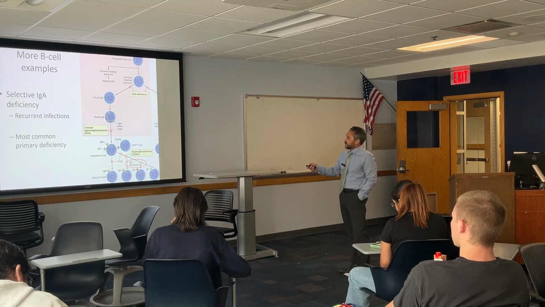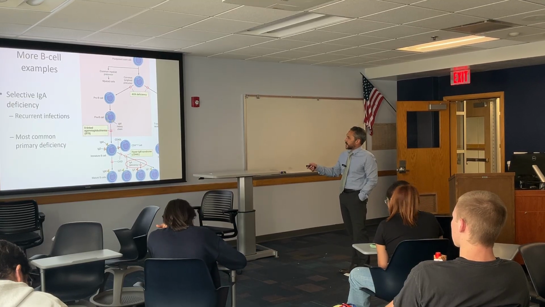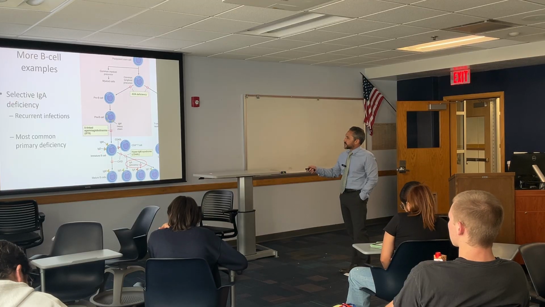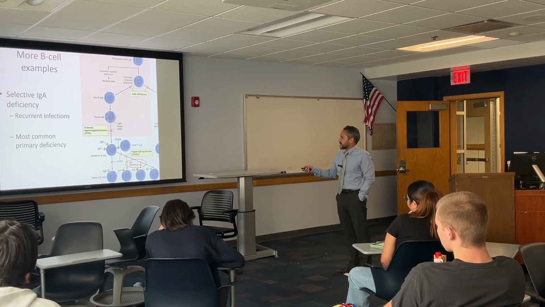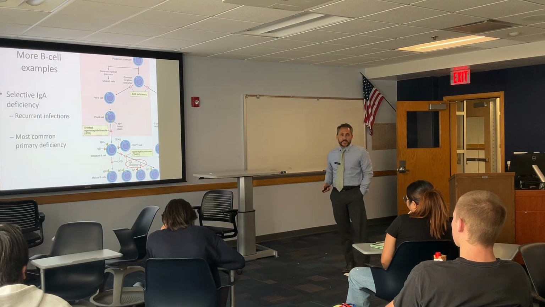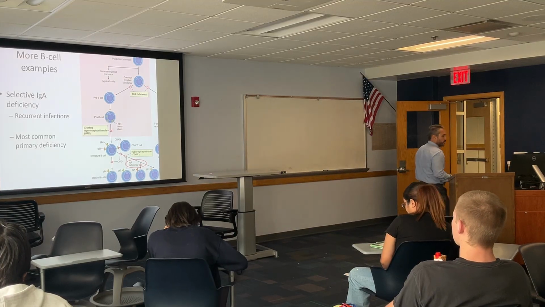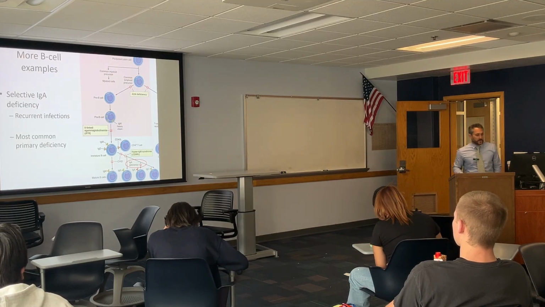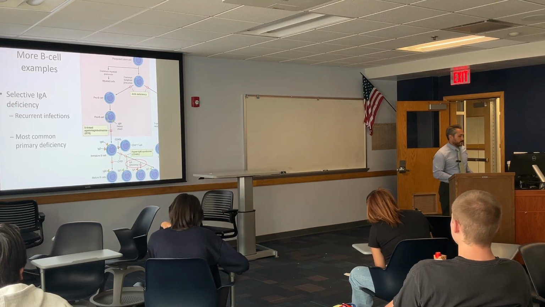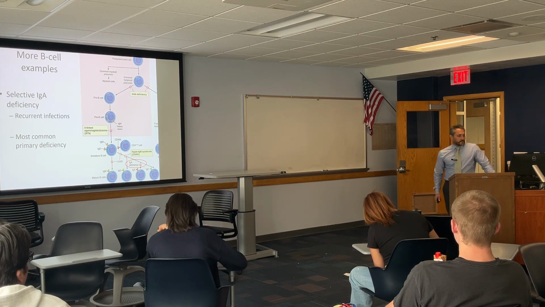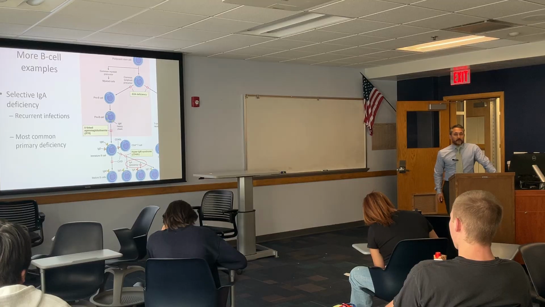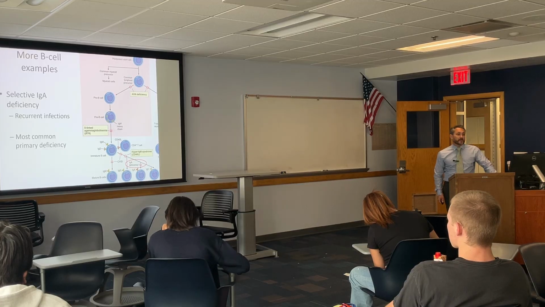Some additional B cell examples. So that was up here, the X-linked agammaglobulinemia. But if we go further down the tree, you can see that there are some selective places where you actually might not make IgA with an IgA deficiency. Okay, so you'll make IgG in that case. You'll make IgM, IgE, but not IgA. Now, remember IgA is primarily found in the blood and on body secretions. So this one actually happens to be the most common primary deficiency, an IgA deficiency.